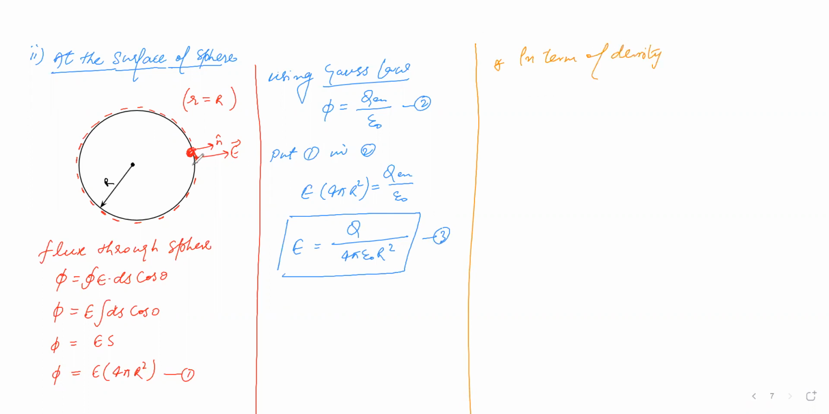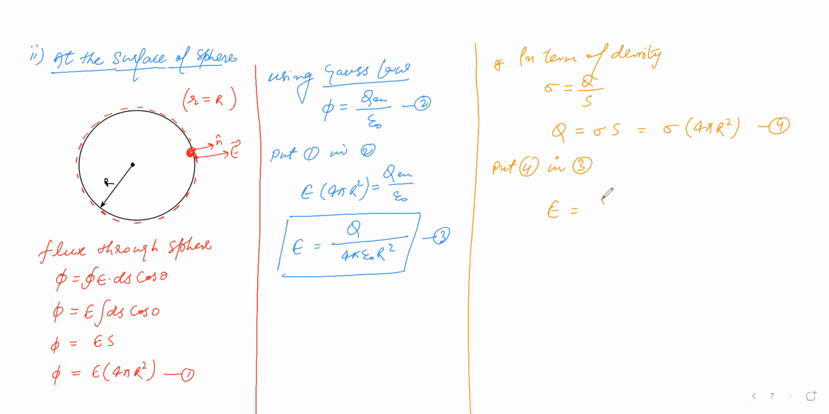We know this is your surface charge density again. Sigma is equal to Q over S, or Q is equal to sigma into S, which is equal to sigma 4 pi R square, capital R square. This is our equation number 4. Put equation 4 in equation 3.